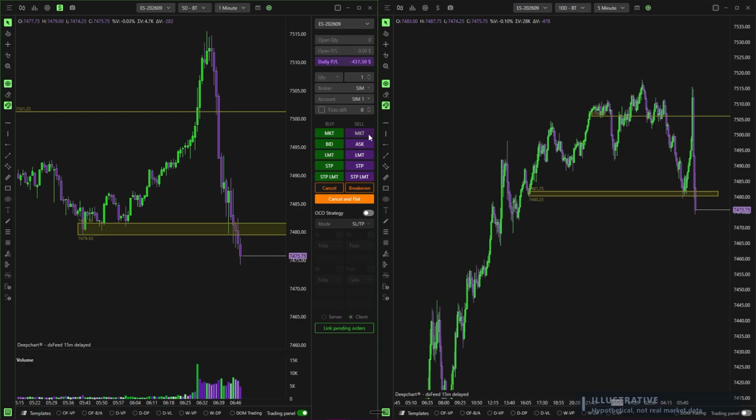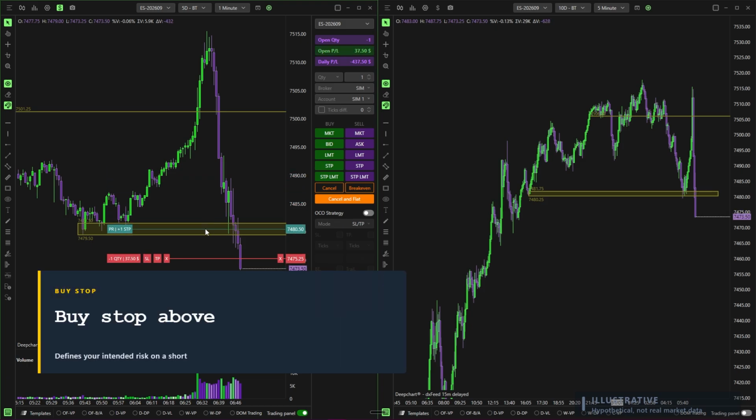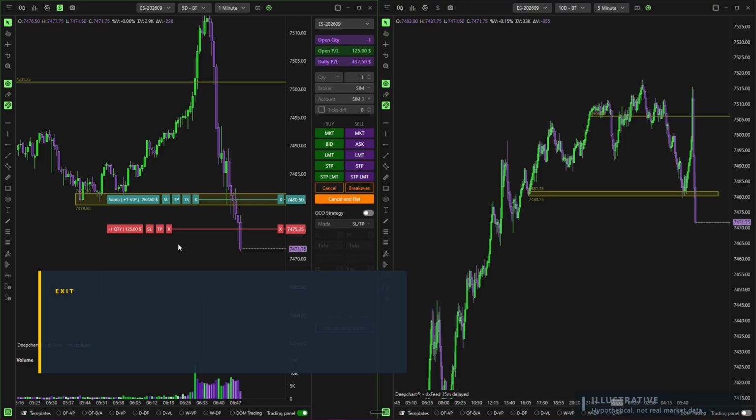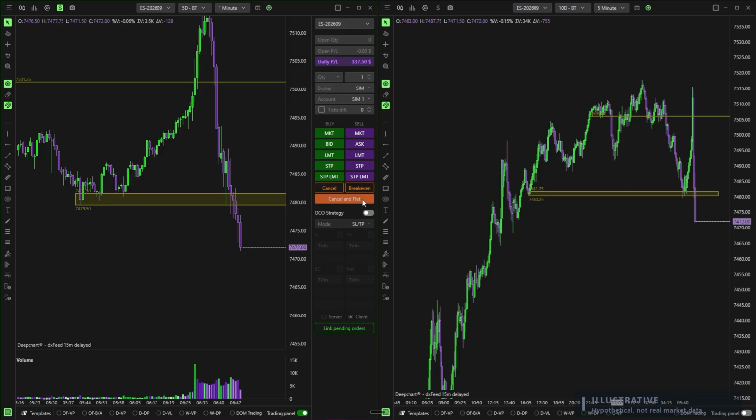We could simply do a market sell. That would get us in the market immediately at whatever price was available at that time. We'll set our buy stop. And then instead of moving your stop down to get out of the market, let's say you thought this move was exhausted, you can simply click cancel and flat, and it will get you out of the market. No pending orders in the market.